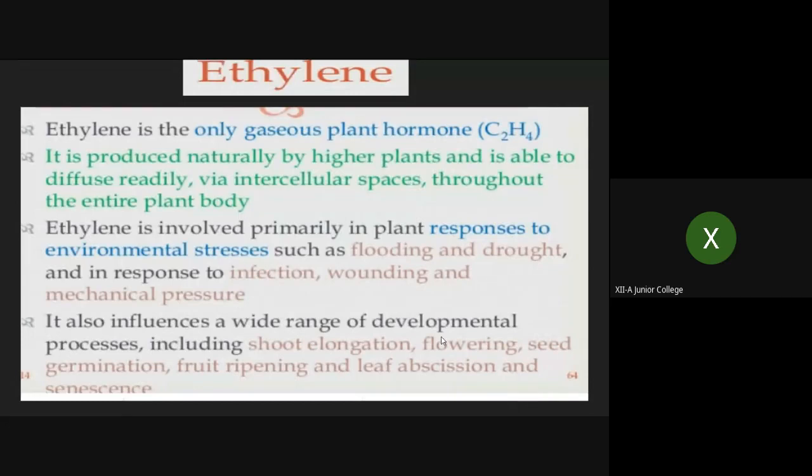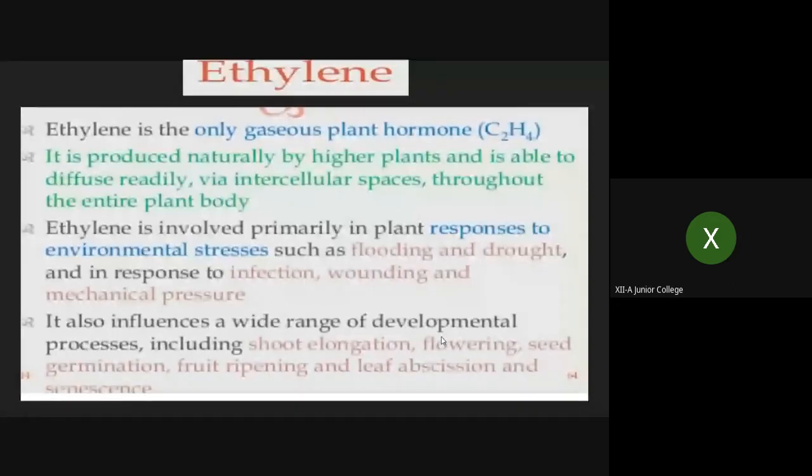I was talking, when the senescence is completed, then a layer is formed at the base of the leaf on the stem. So that is called the abscission layer. And that is what shows the maturity of that leaf. After the senescence is completed, that abscission layer is formed and the leaf drops down, falls down. And when it happens, in case of leaves and also in case of fruits, this ethylene plays a very important role.